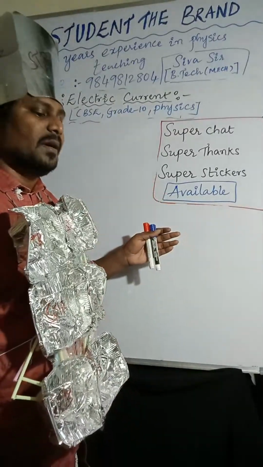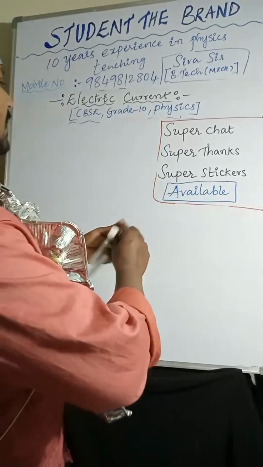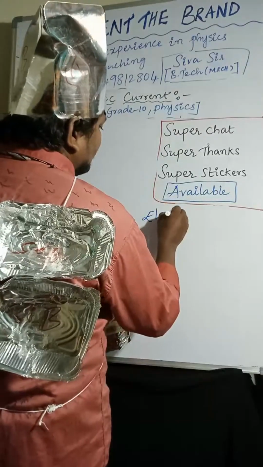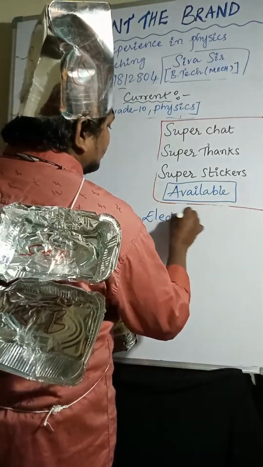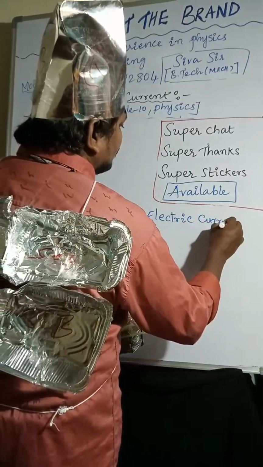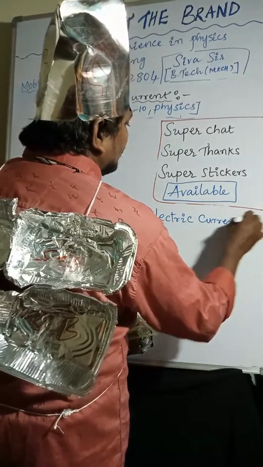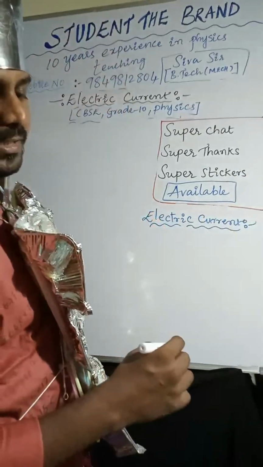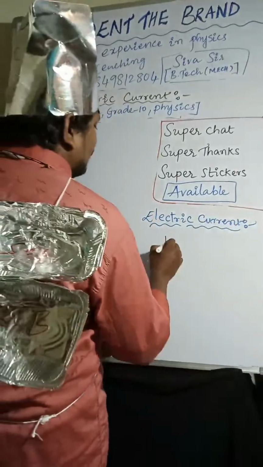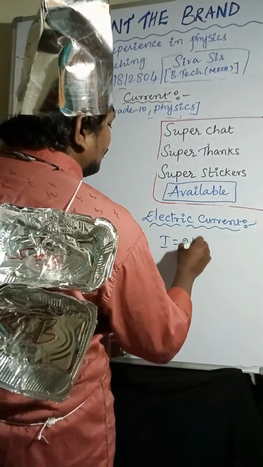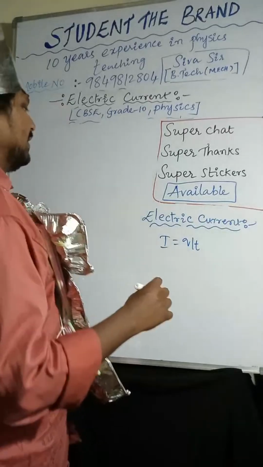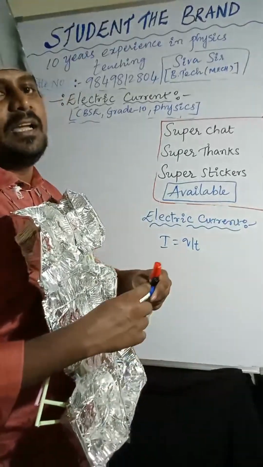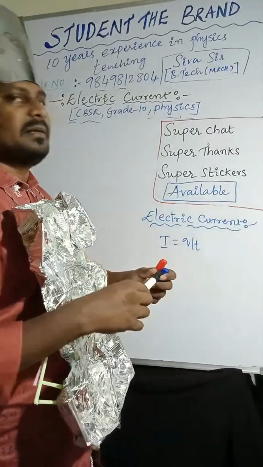Electric current is nothing but the rate of flow of charge. I equal to Q by T. Flow of charge through unit cross section area per second is called electric current.